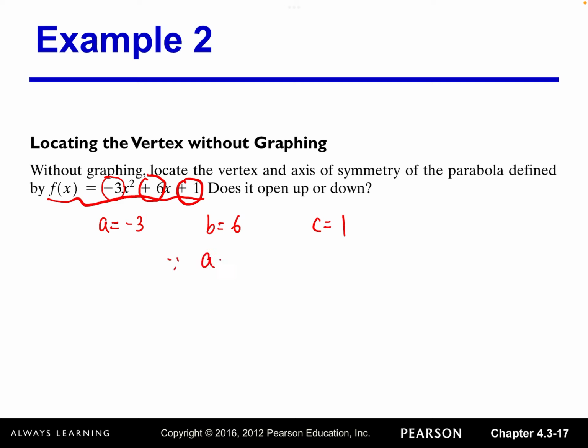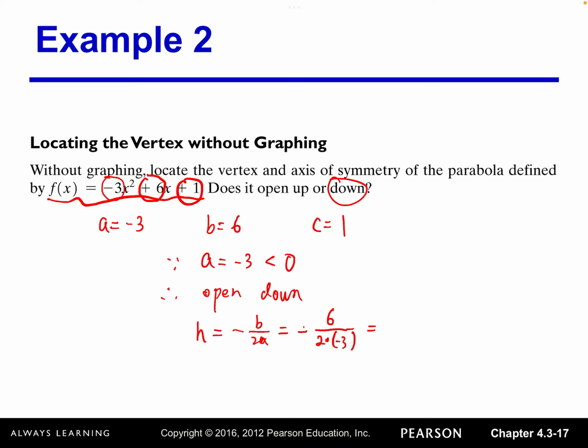And because a equals negative 3, which is a negative number, therefore does the parabola open up or down? Open down, right? So the parabola opens down. And then we find the vertex and the axis of symmetry. All right, we know the x coordinate of the vertex h equals negative b over 2a, right? And then we just plug in those numbers. That's negative b, b equals 6, over 2 times a, that's 2 times negative 3, right?